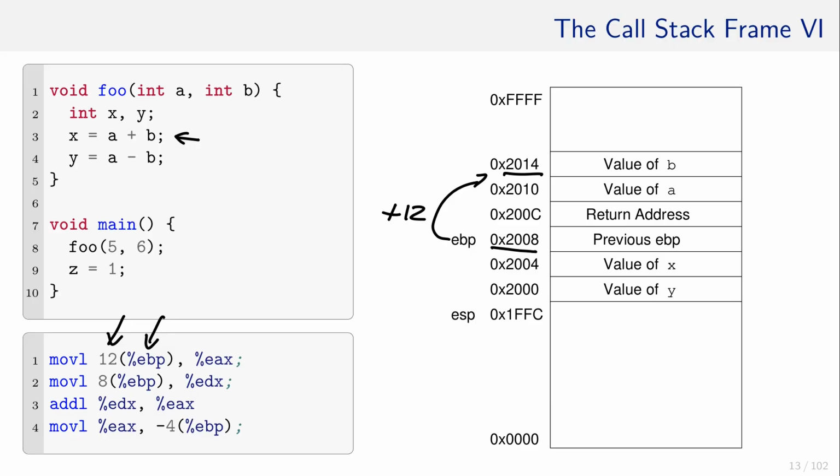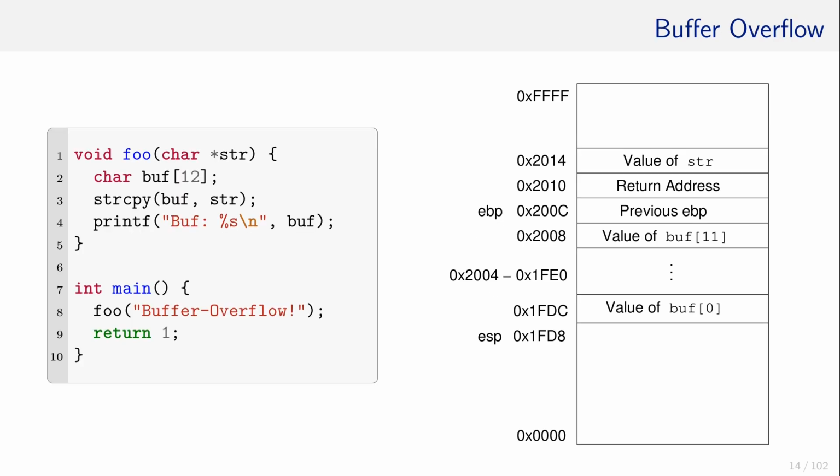Same with a, whose value is stored in register EDX. Then the values in EAX and EDX are added, and in line 4, the sum is stored at the position of EBP minus 4, which is the address of x. By now we know how the function call mechanism works.